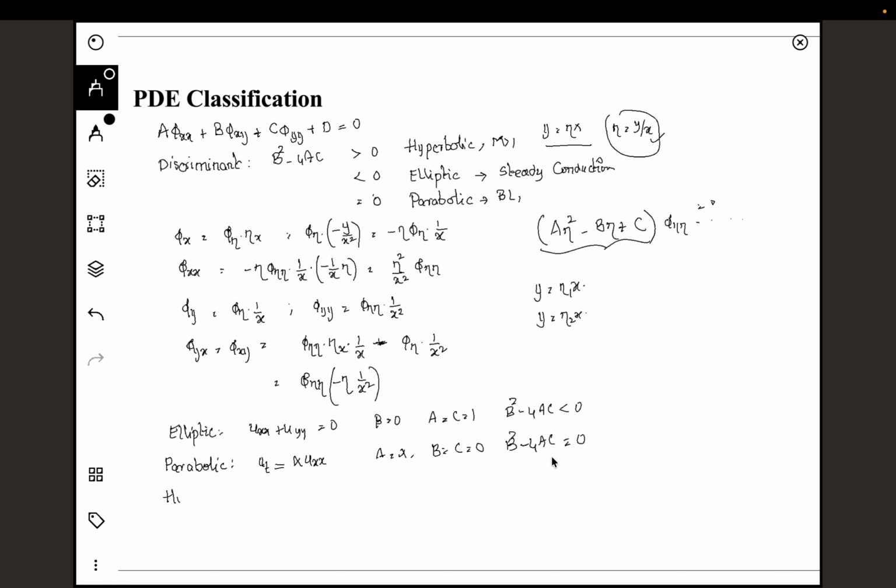And then for hyperbolic, the example is the wave equation. You have something like utt is c square uxx or so on. So in this case, A is 1, B is 0, C is minus c square. So if I compute B square minus 4AC, that will be 4c square, which is greater than 0.